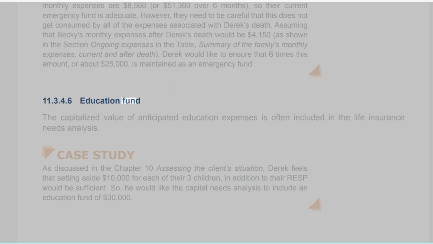1.3.4.6 Education fund. The capitalized value of anticipated education expenses is often included in the life insurance needs analysis. Case study: As discussed in Chapter 10, Assessing the Client's Situation, Derek feels that setting aside $10,000 for each of their 3 children, in addition to their RESP, would be sufficient. So, he would like the capital needs analysis to include an education fund of $30,000.